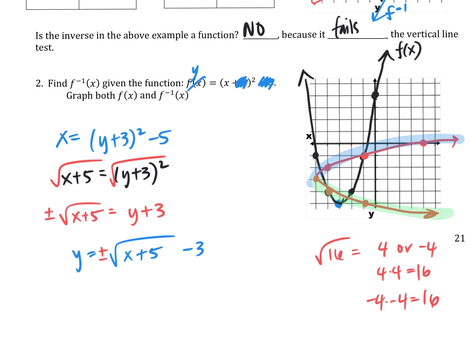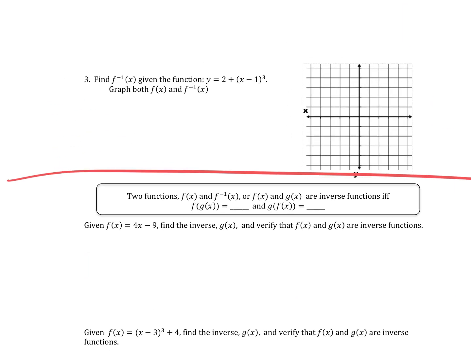Again, the positive root is the blue. The negative root, don't you guys agree? The negative root just flips it over. There's where that came from. Cool. Here we go. We're going to practice this one more time.